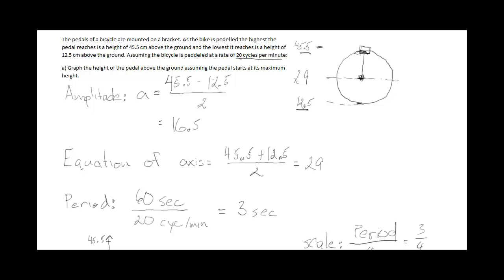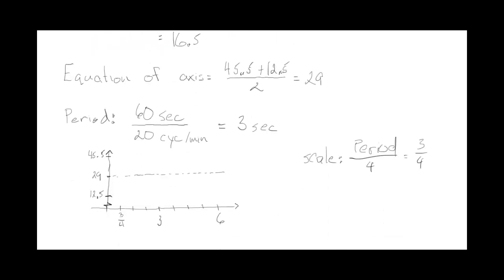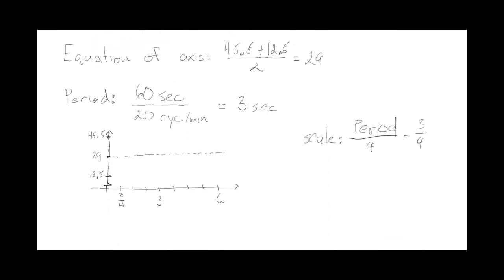I think we were told that when we graph, we assume the pedal starts at its maximum height. So that tells us the phase shift, or where to start. My starting value is going to be right at the top. I know the period's 3 seconds, so it gets back to its maximum at 3 seconds. In between, it's going to be at its minimum, 12.5. And in between those, it's at the equation of the axis. And then I can just repeat for the next cycle. So the graph would look something like this.